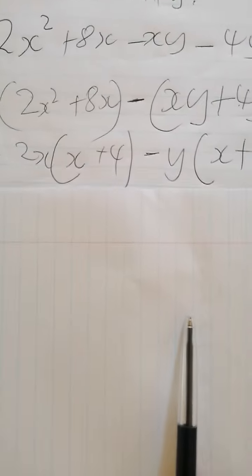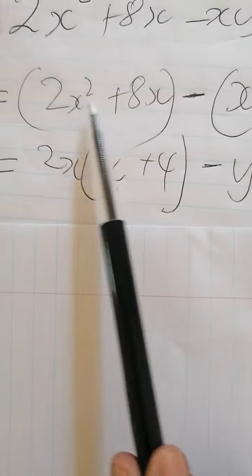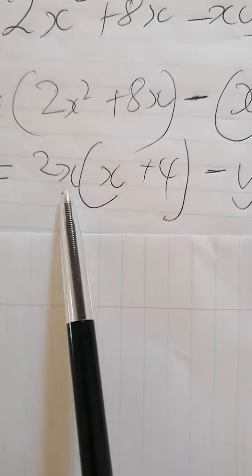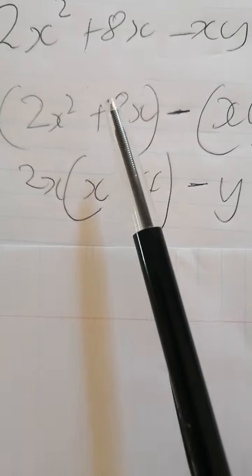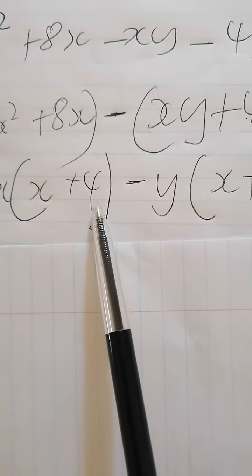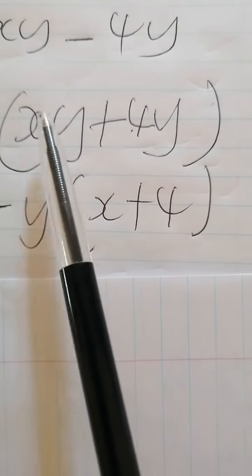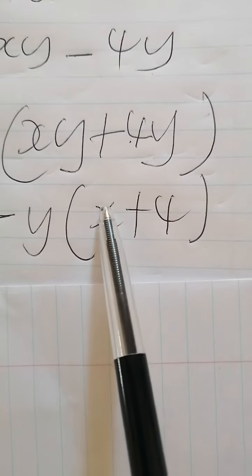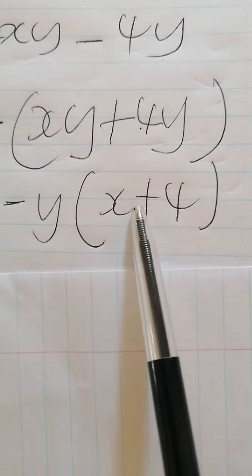Then from there, you have to factorize each bracket. Right, what's common between 2x squared and 8x is 2x. Then if we divide 2x squared by 2x, we're left with x. If we divide, there's a plus. If we divide 8x by 2x, we're left with 4. My minus was there. Now what's common here? It is y. If I divide xy by y, I'm left with x. If I divide plus 4y by y, I'm left with plus 4.